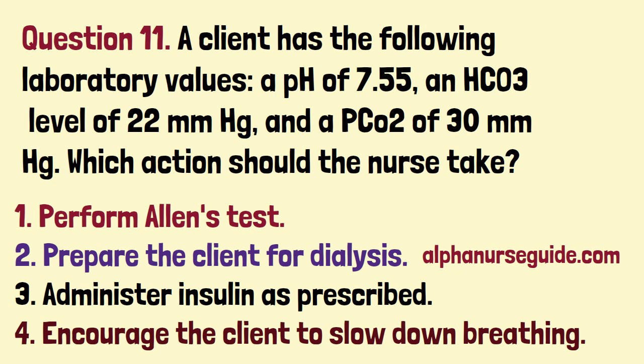Performing Allen's test would be incorrect because the blood specimen has already been drawn and the laboratory results have been completed. Dialysis and insulin administration are interventions for metabolic acidosis.